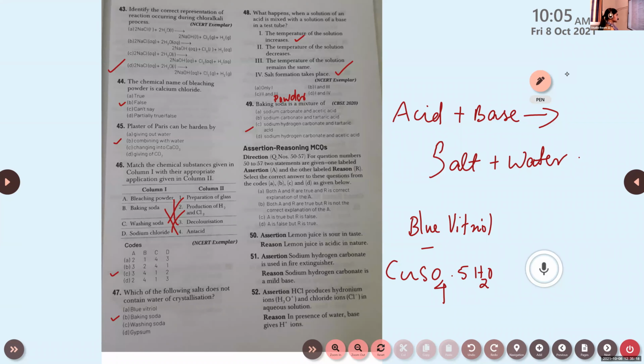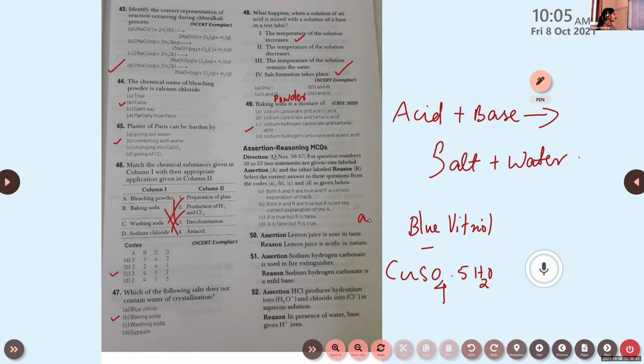Question number 50, assertion: lemon juice is sour in taste. Reason: lemon juice is acidic in nature. What about this one? Which option? A and R are true, and R is the correct explanation. Option A. Lemon juice is sour in taste because it is acidic in nature, right? Yes.